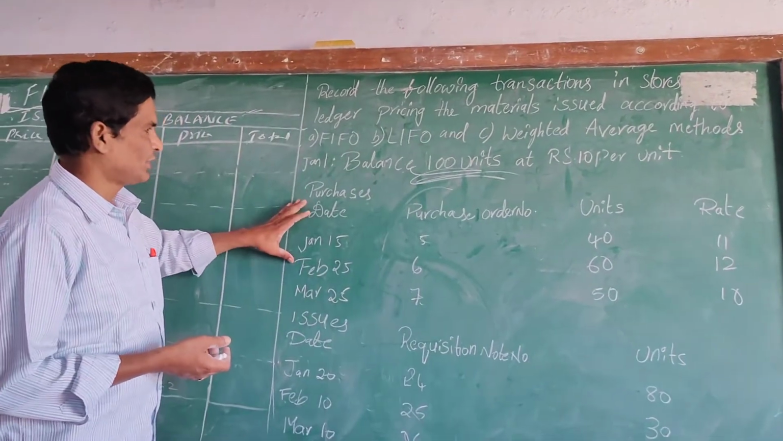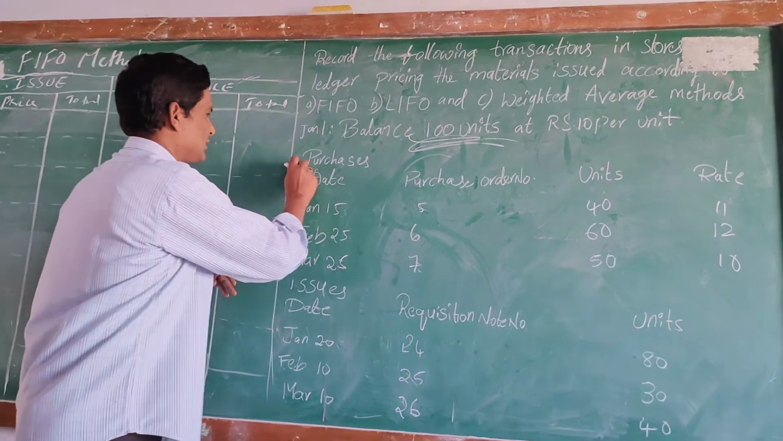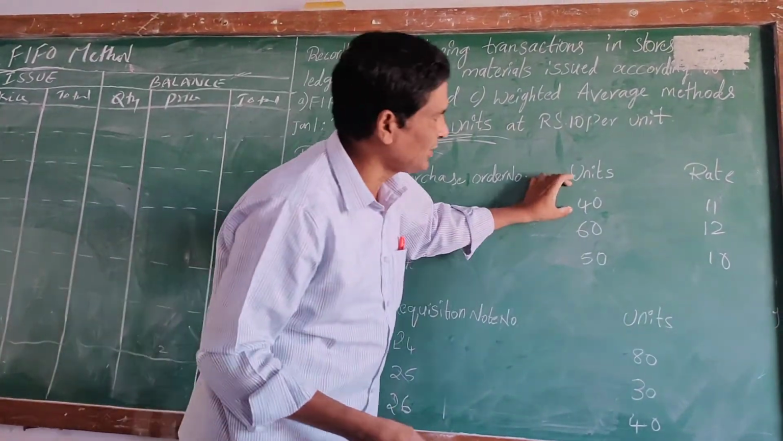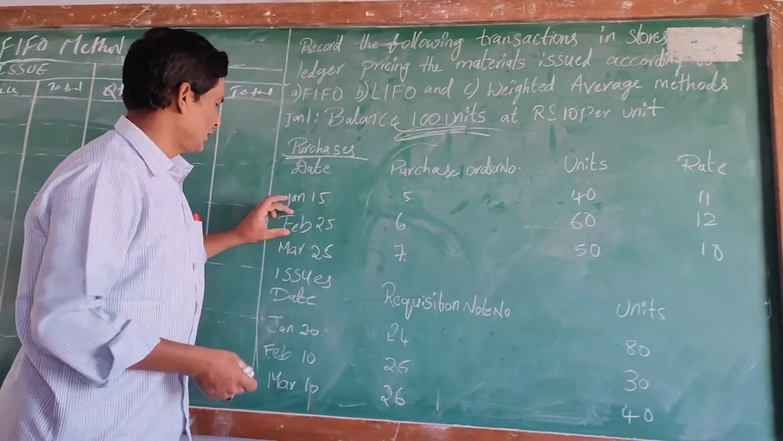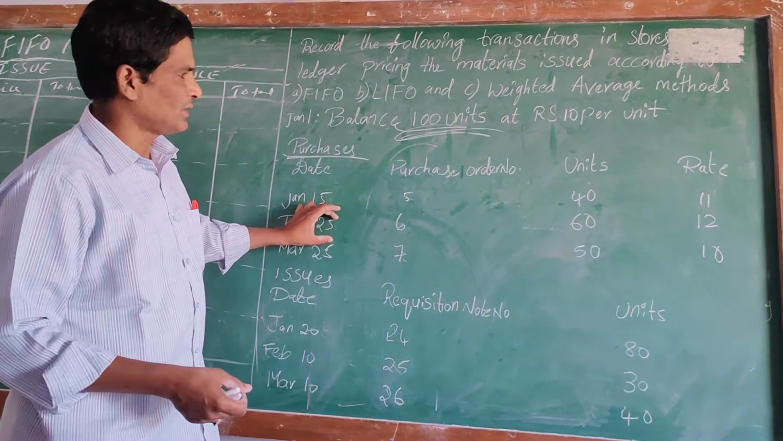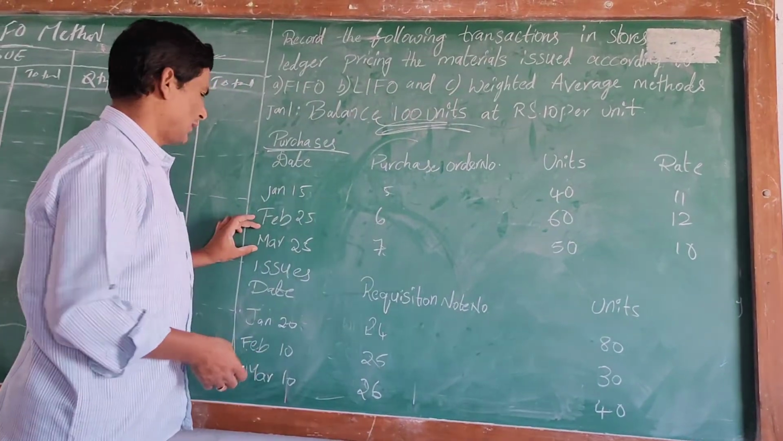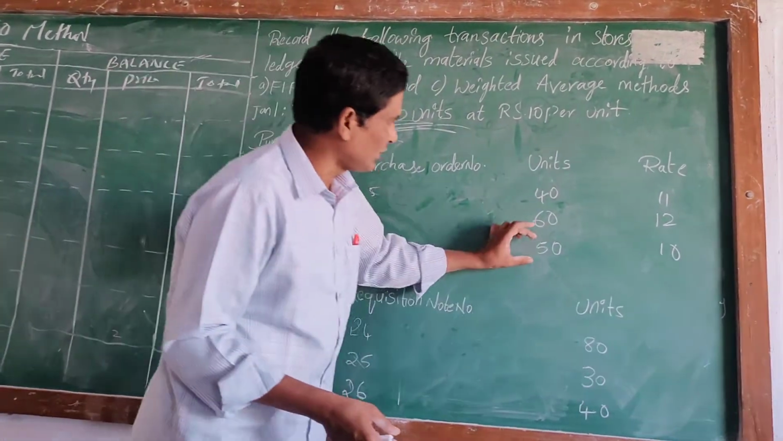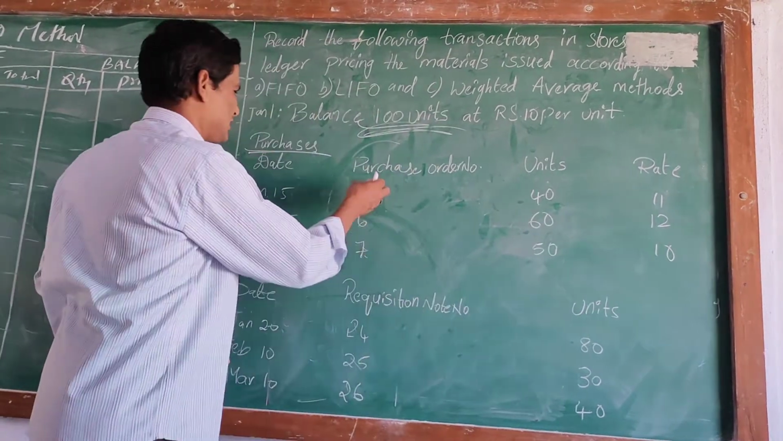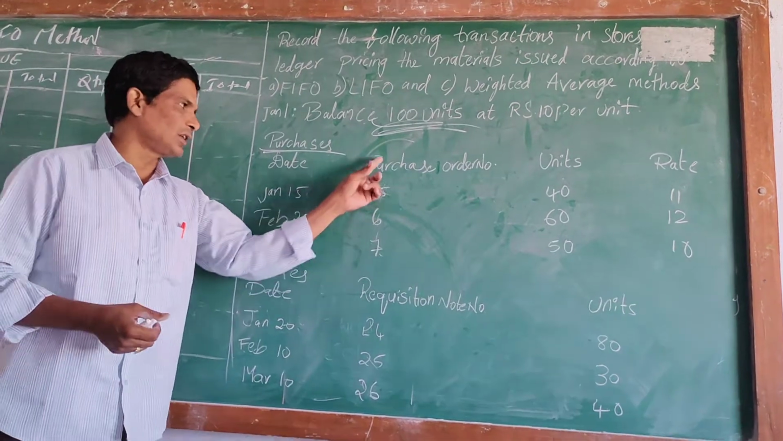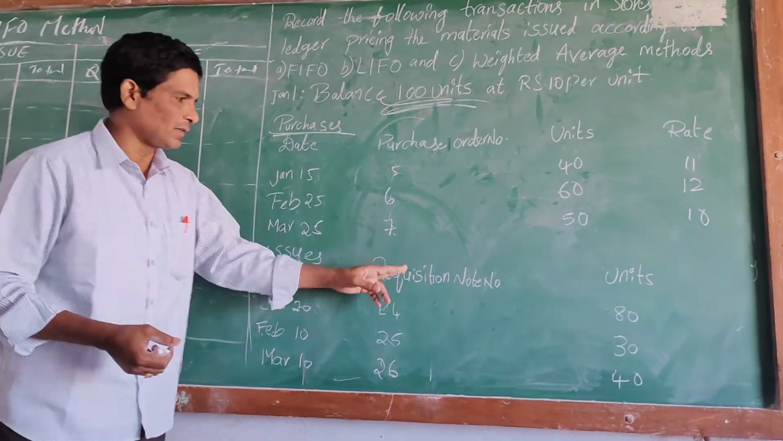Then we have three purchases. January 15 we purchased 40 units at 11 rupees, and February 25 we purchased 60 units at 12 rupees. March 25 we purchased 50 units at 10 rupees. Purchase order number is immaterial here. Don't consider purchase order number and requisition note number.